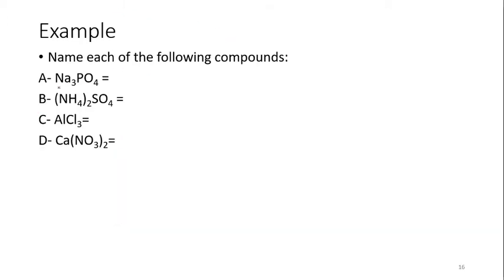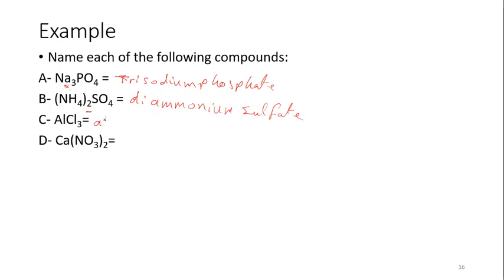Example, name each of the following compounds. In that case I have here 3 sodium, so I write trisodium phosphate. I have here 2 ammonium, so I write diammonium sulfate. The third one, it's aluminum, and because aluminum is actually trivalent, I write aluminum chloride with 3. And for calcium it is equal to positive 2, so I write calcium, and I write 2 between two brackets nitrate.